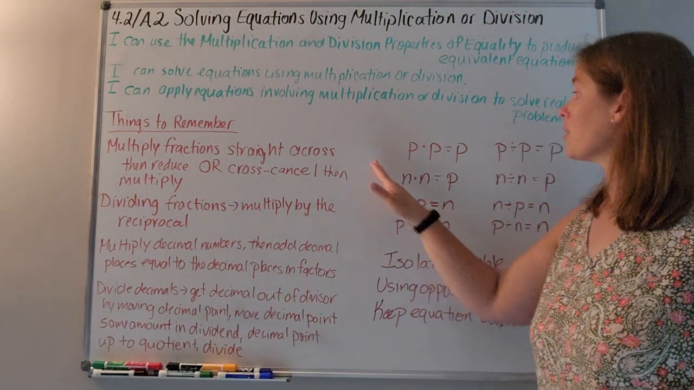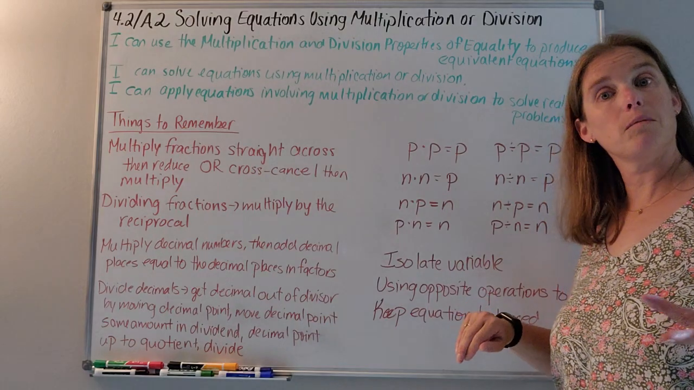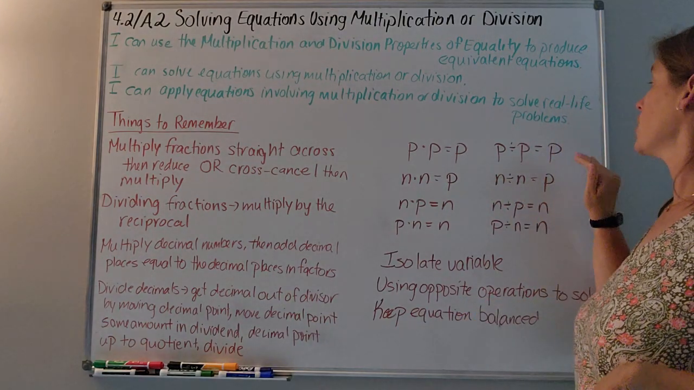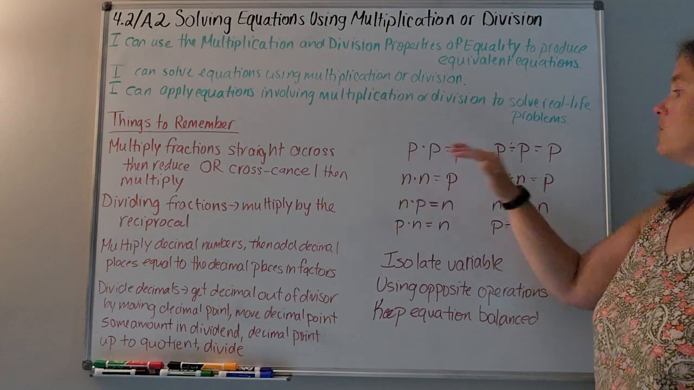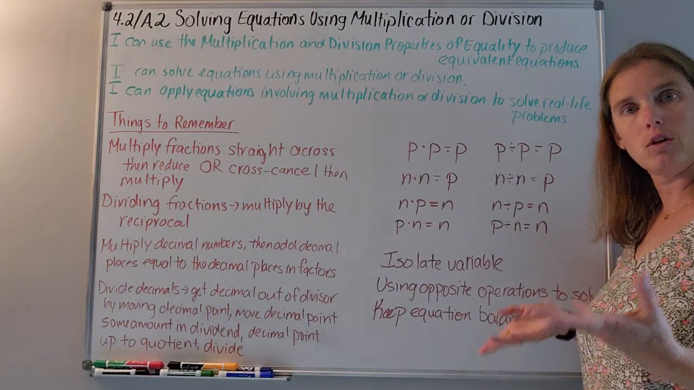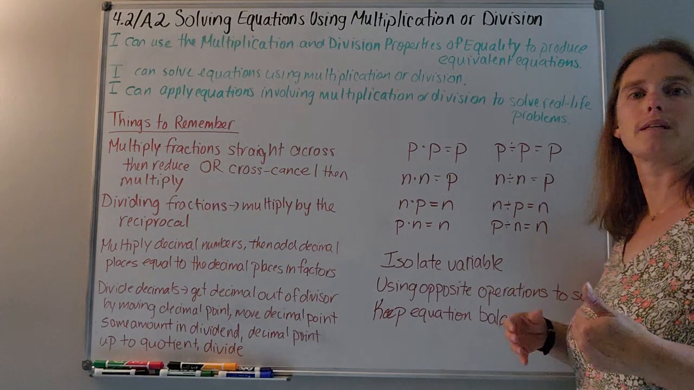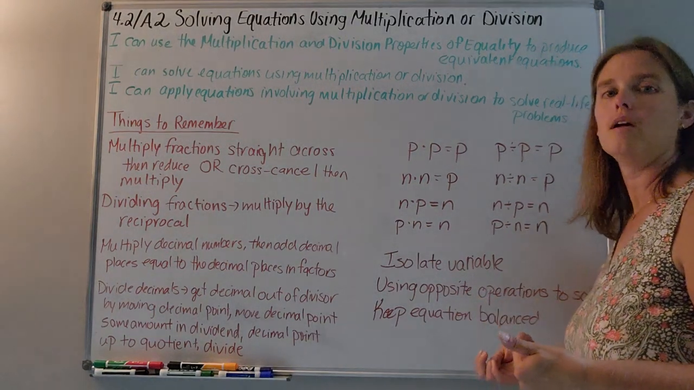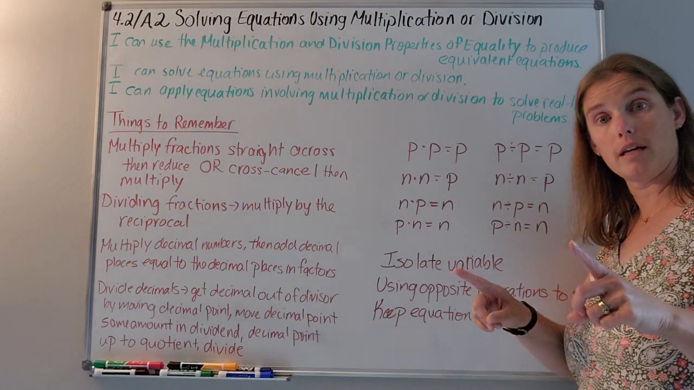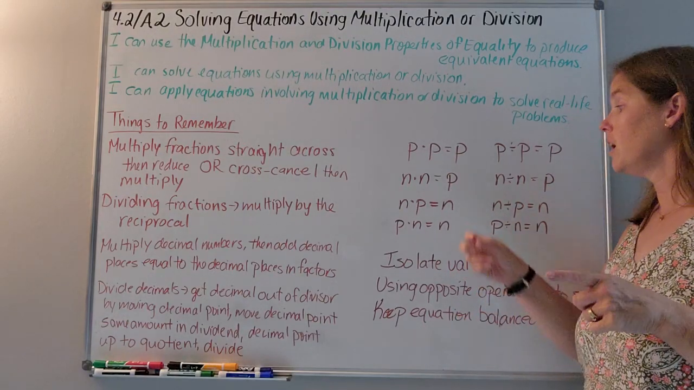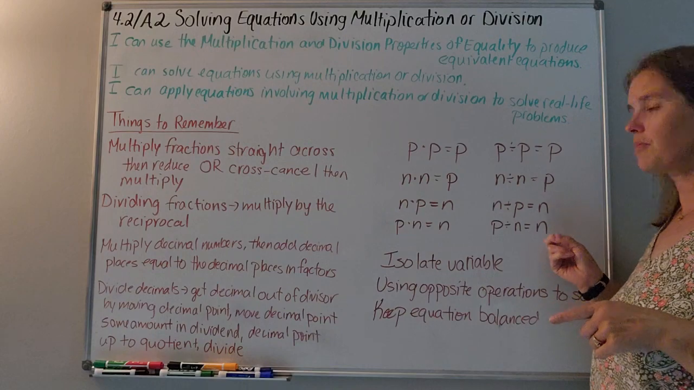Then you come over here. If you multiply two positive numbers or you divide two positive numbers, you get a positive answer. You multiply two negatives or divide two negatives, you get a positive. So if you're multiplying or dividing numbers with the same sign, you get a positive answer. If you're multiplying or dividing numbers with opposite signs, so one positive, one negative, or one negative and one positive, you get a negative answer.